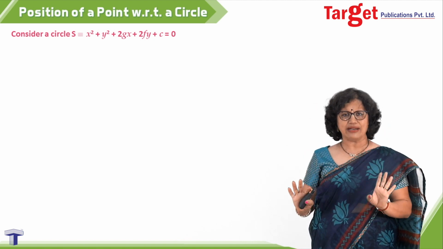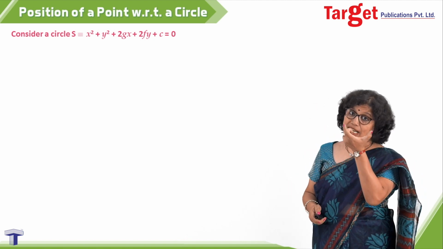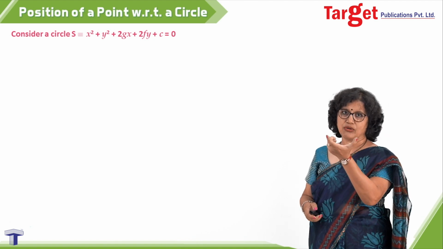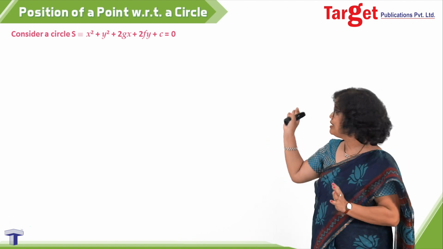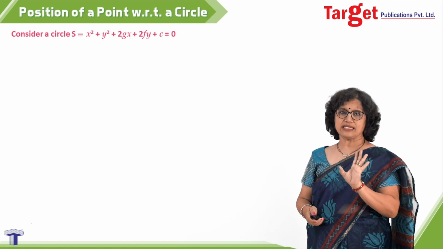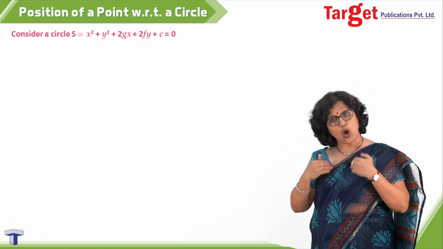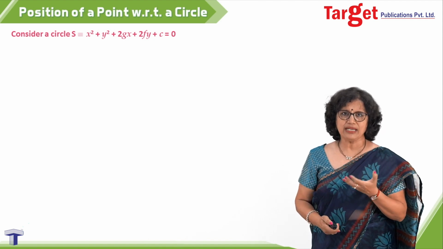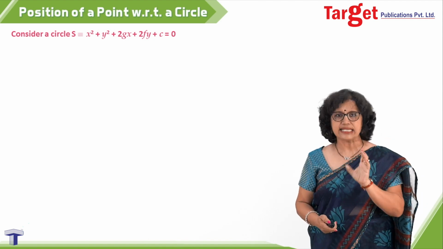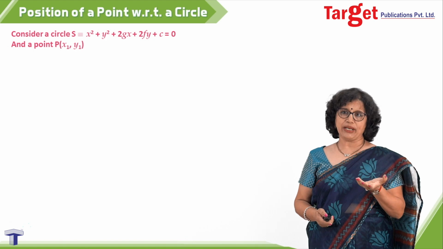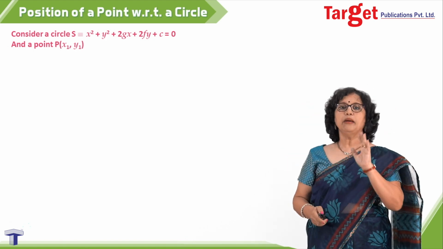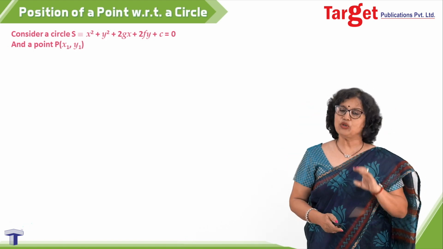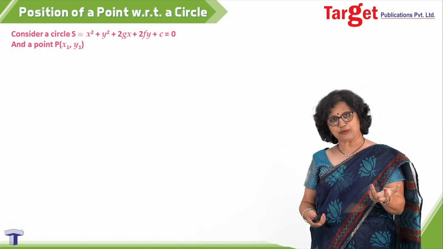One standard general equation I have taken, where the entire expression of x square, y square, etc. on the left hand side I'm naming as S, so that instead of saying that long expression all the time, we better call it S equal to 0. So the equation of the circle I'm taking as S equal to 0. And of course, a point would be required. That point I'm naming as P(x1, y1). Now these two things I'm expected to be given.